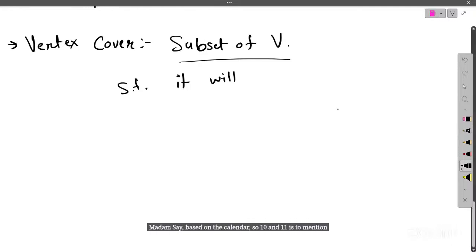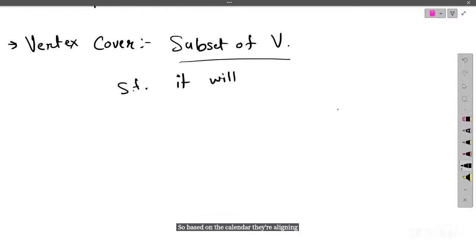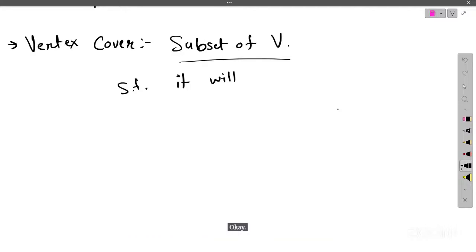So based on that, maybe larger people are interested. So based on the calendar, they're aligning. So maybe for 5 to 9, tomorrow will be there, and those will get the benefit tomorrow. So maybe you can continue with your plan. Continue, ma'am. Please, thanks. Okay, fine.